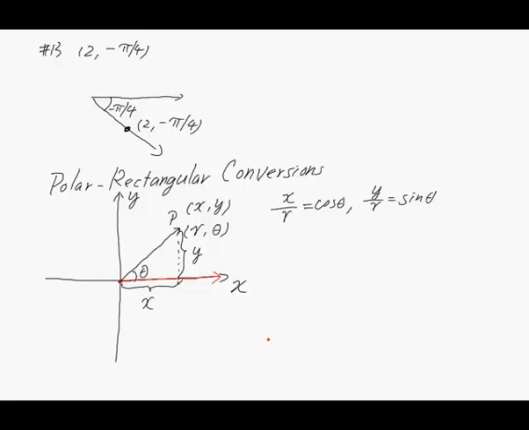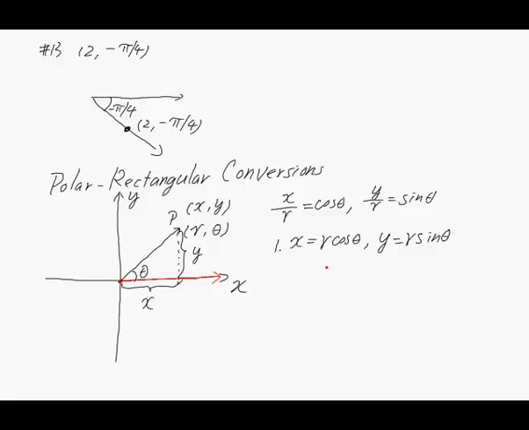So now, if I know the polar coordinates of this point and I want to find the rectangular coordinates of this point, then I can use such a formula. I multiply both sides of this equation by r, then I get x equal to r times cosine theta. And then similarly, I get y equal to r times sine theta by multiplying both sides by r. So this is how we convert from the polar system to the rectangular system.